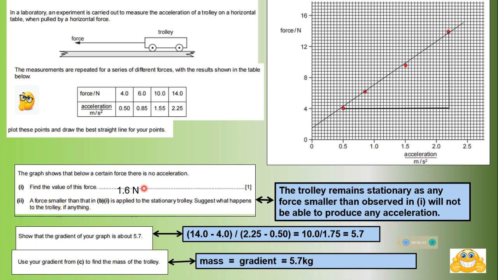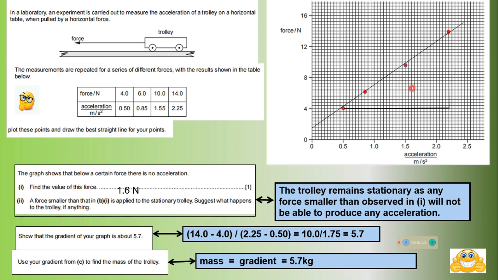A force smaller than that calculated in part 1 is applied to a stationary trolley. Suggest what happens to the trolley, if anything. So the trolley remains stationary, as any force smaller than that observed in part 1 will not be able to produce any acceleration. Show that the gradient of your graph is about 5.7.